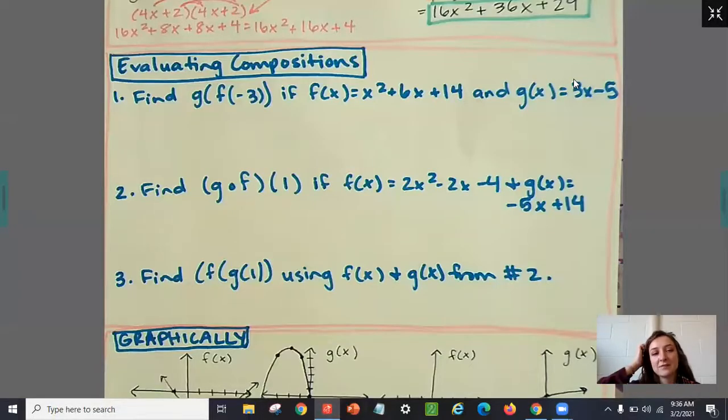Hello everyone. In this video, we're going to be evaluating compositions of functions. So let's start with this first one. We're going to be finding g of f of -3. The first thing that I like to do in these problems is find out what f of -3 is.